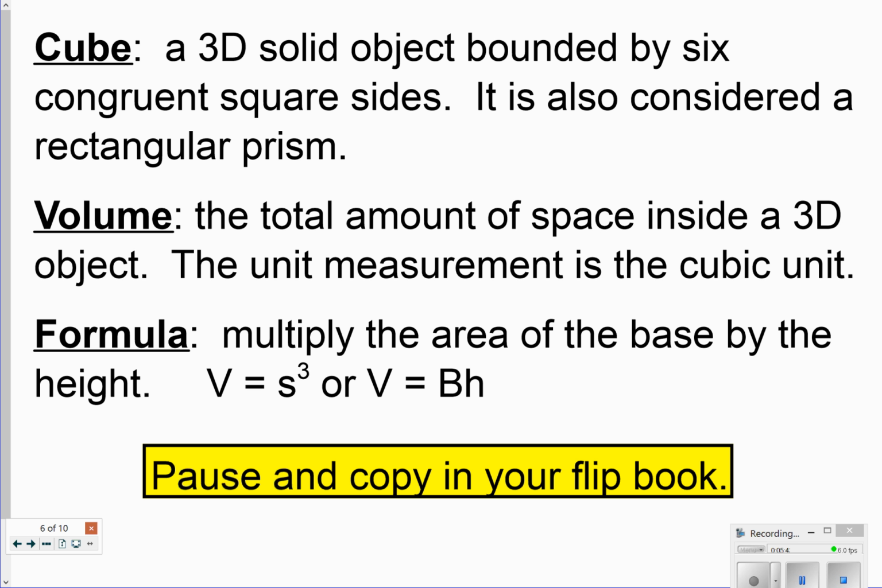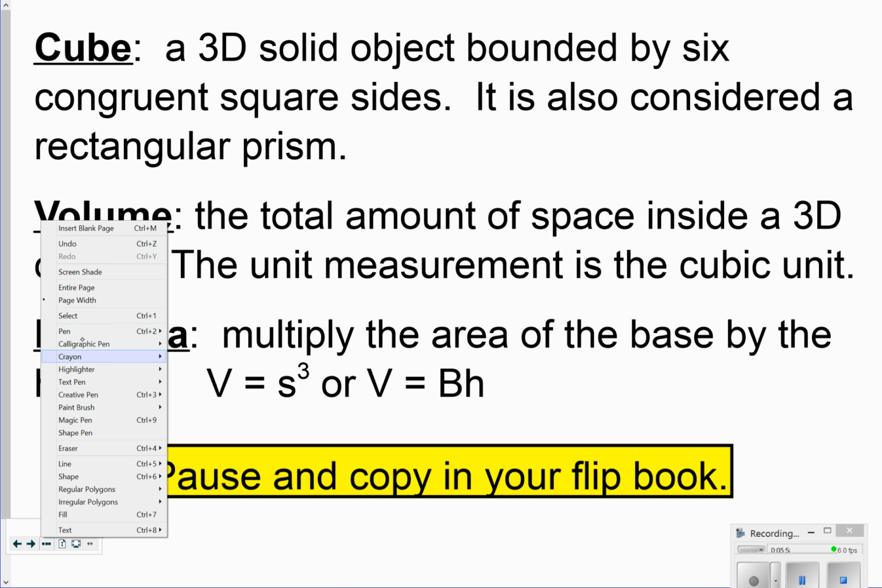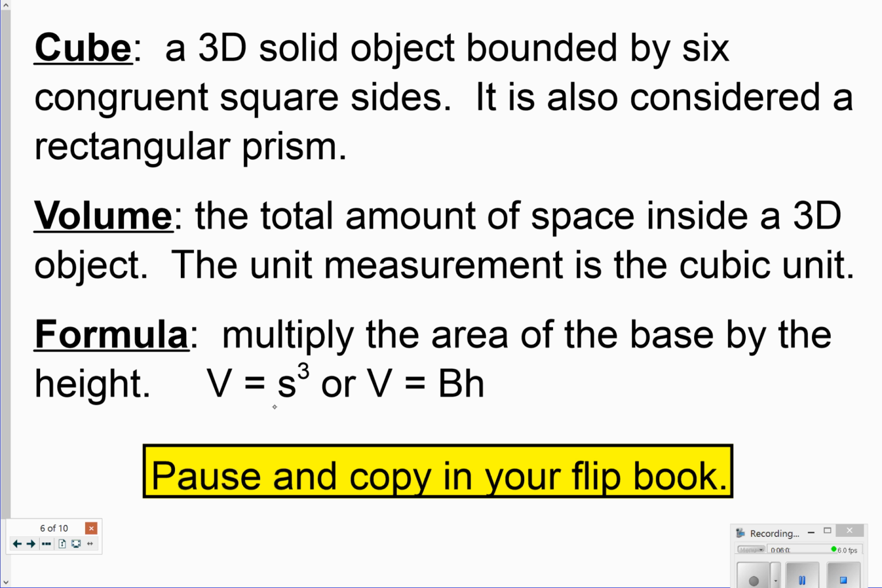Our formula for the cube is to multiply the area of the base by the height. Now, since all of the sides are the same measurement, a shortcut way would be that volume is equal to side cubed, because all the sides are congruent to each other. So side cubed, or we could use the other way, which is like a rectangular prism, base times height. Go ahead and add this information into your flipbook.